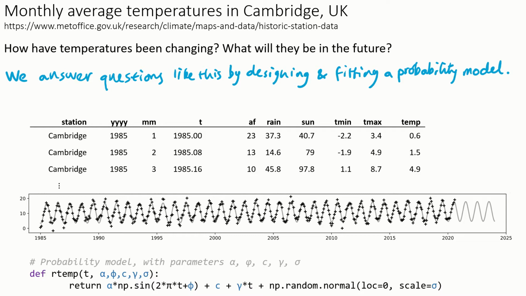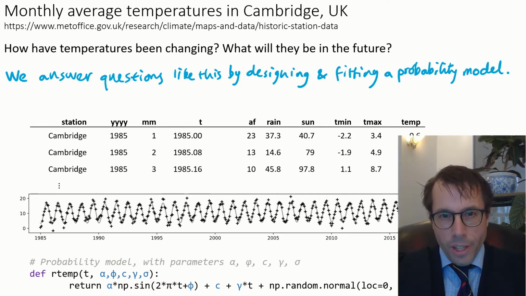I also stuck on a noise term, a normal random variable with standard deviation sigma, to be able to describe the noise that we see in the data. I've also drawn on this graph predicted temperatures with the grey line. This grey line is just the sinusoid and straight line parts of the function, and doesn't include the noise.